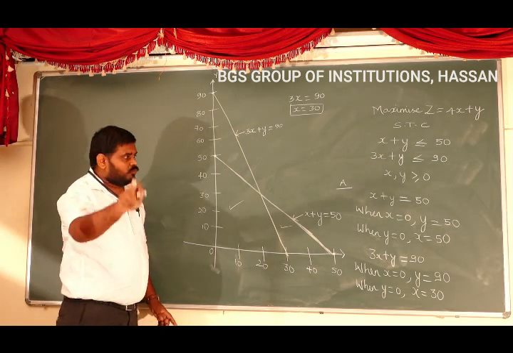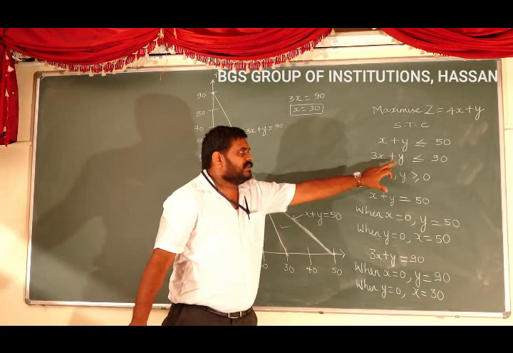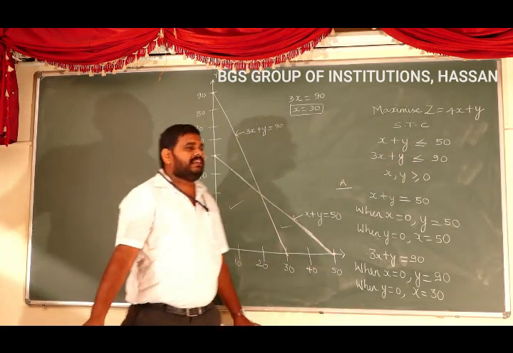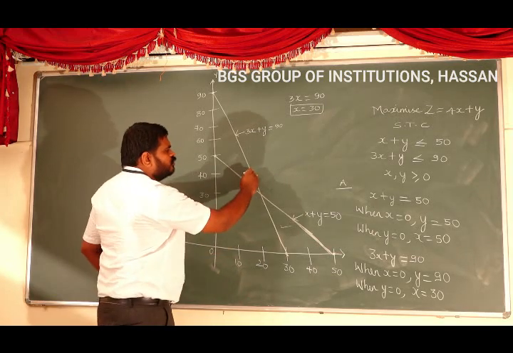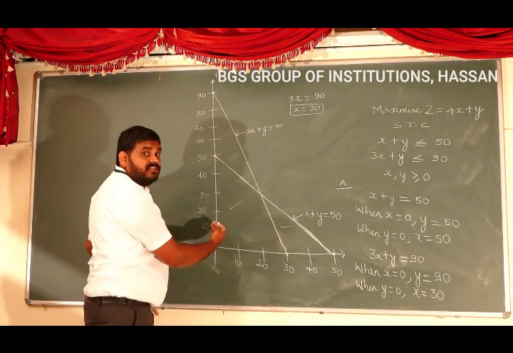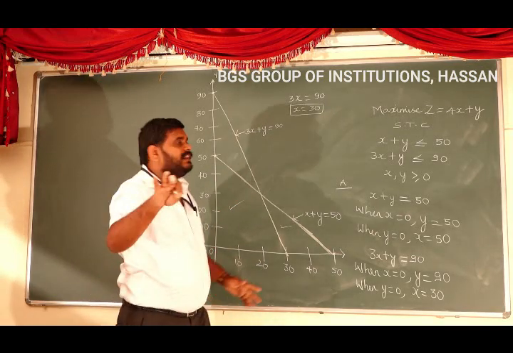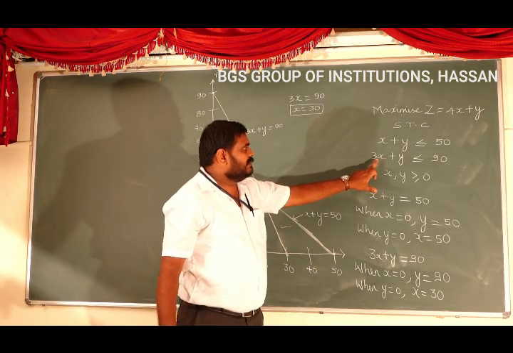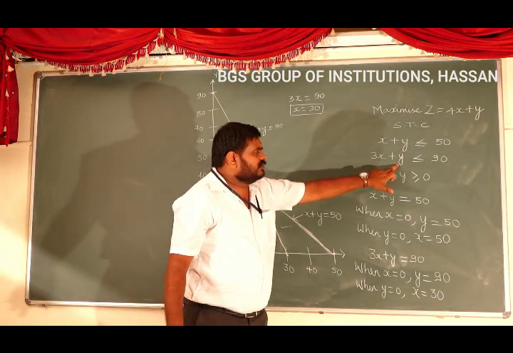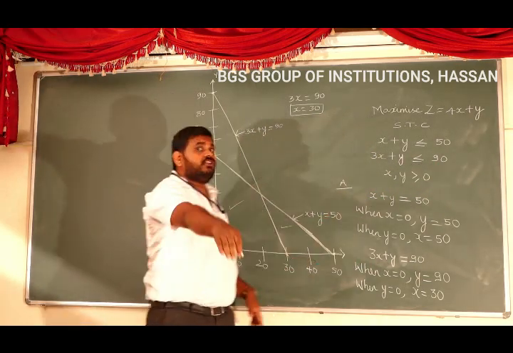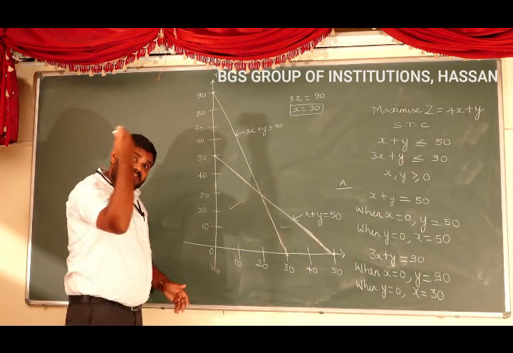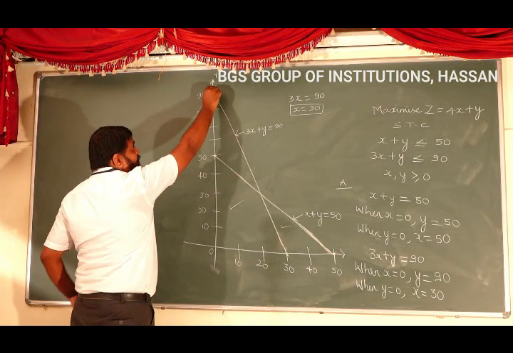Now, one more condition is there: 3x plus y is less than or equal to 90. Again, this is the line. I have a doubt whether I should shade outwards or inwards towards the origin. Again for that, I'll put x and y to be 0 simultaneously. 0 plus 0 is 0. 0 is less than or equal to 90. The condition is true. Since the condition is true, again I need to shade towards the origin.